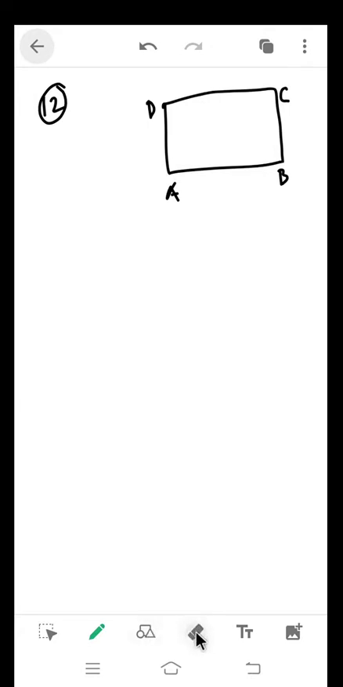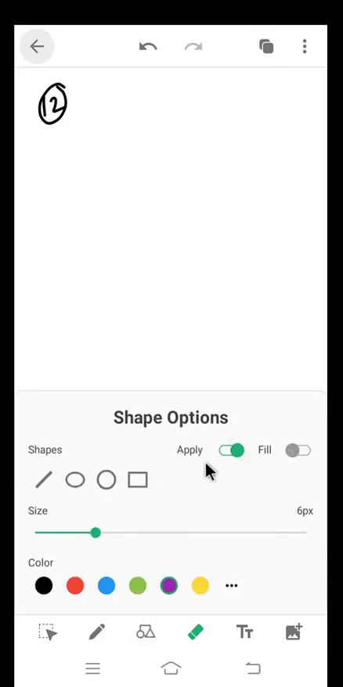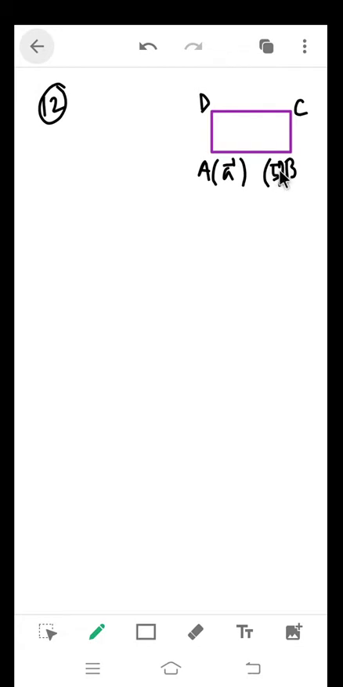So this is the rectangle. A, B, C, D is a rectangle where the position vectors are given as, say, A is the position vector of A, B is the position vector of B, C is the position vector of C, and D is the position vector of D. And these are given.